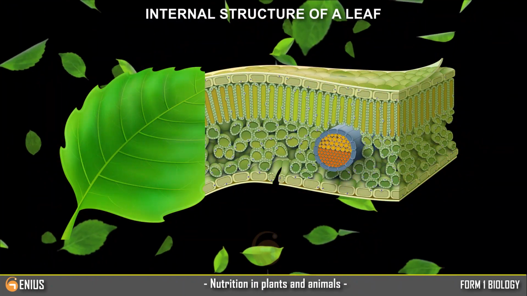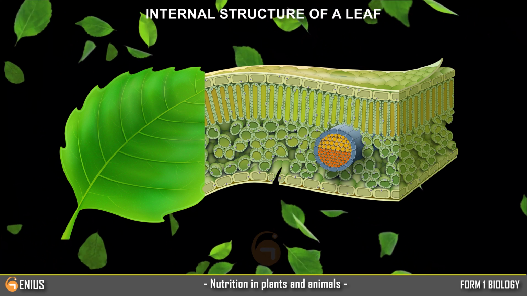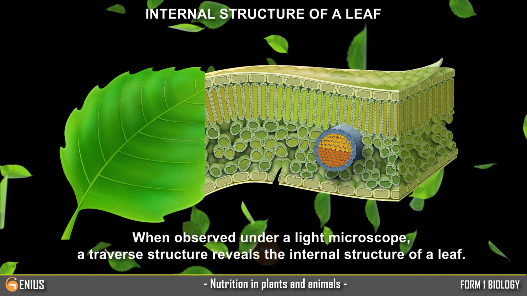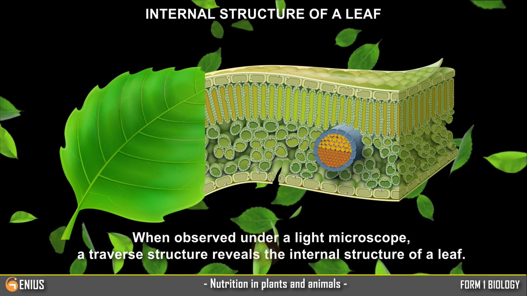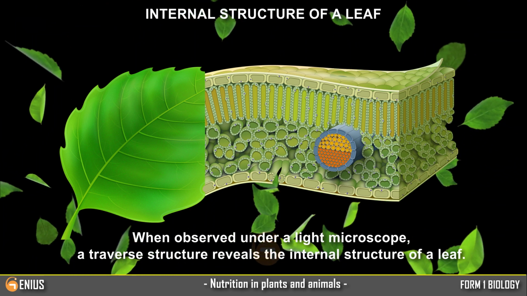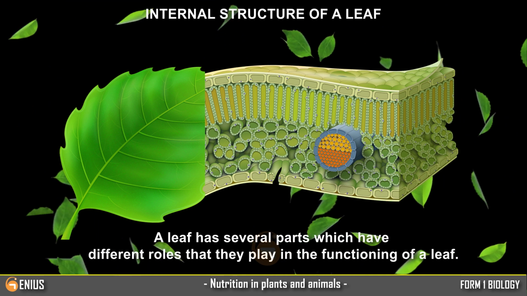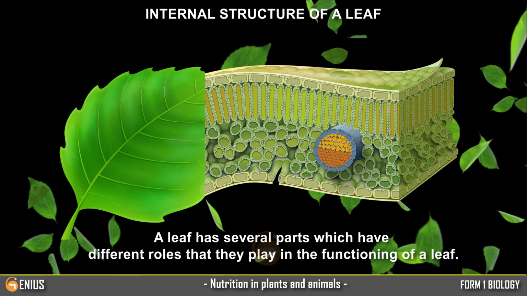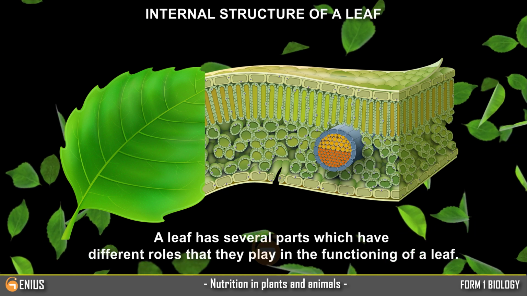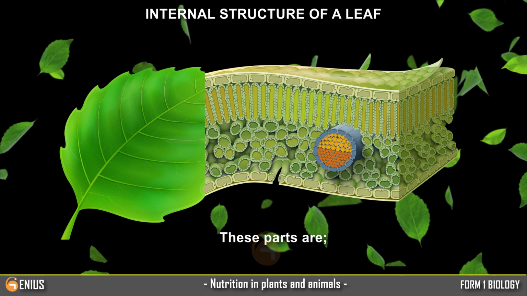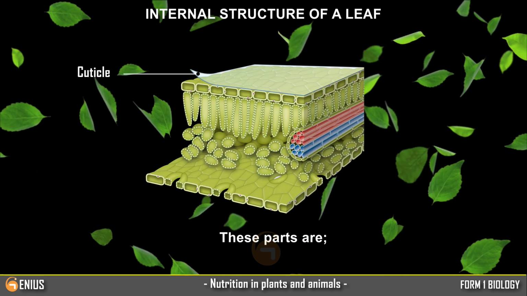Internal structure of a leaf. When observed under a light microscope, a transverse section reveals the internal structure of a leaf. A leaf has several parts which have different roles that they play in the functioning of a leaf. These parts are: cuticle.